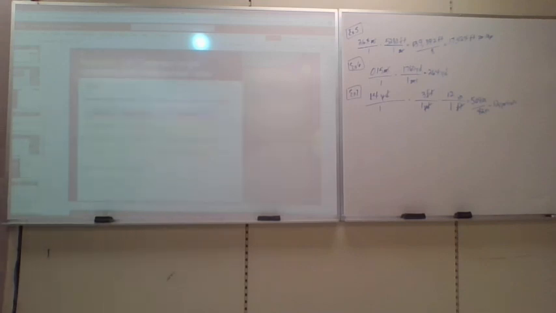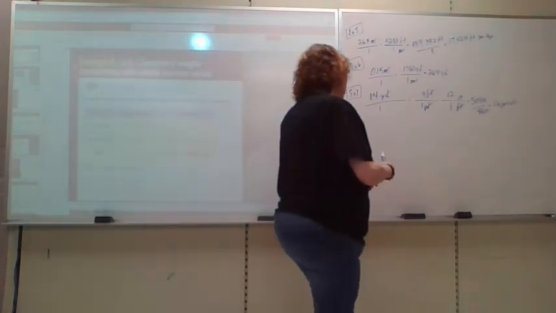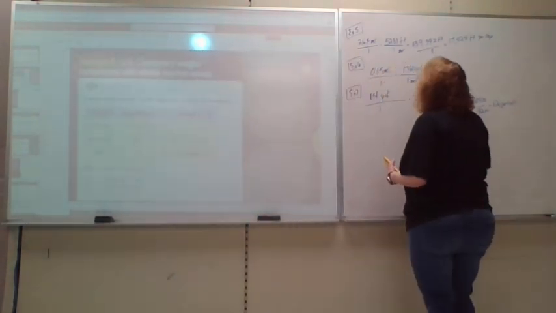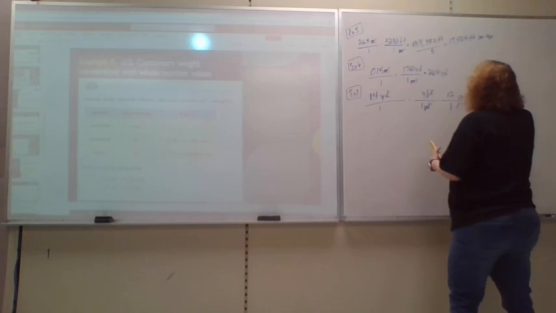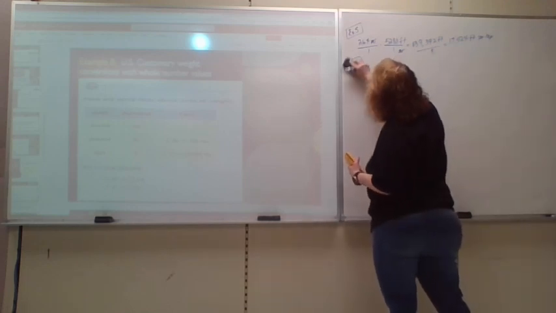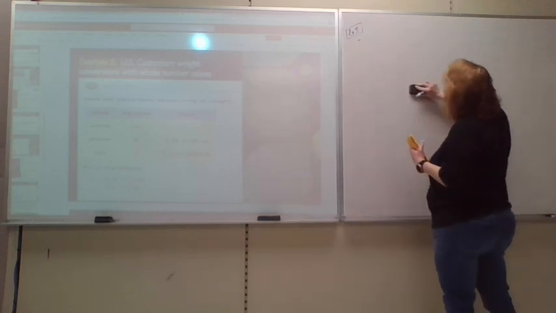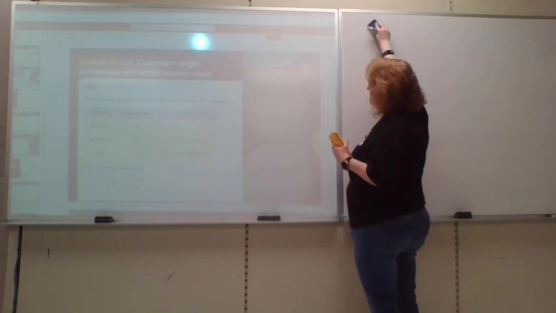Okay, let's do example 8 here. Example 8, we have a U.S. customary weight conversion with whole number values. So we have 2 pounds, how many ounces? There are 16 ounces in a pound, so 16 times 2. That's right. 16 times 2 is what? 32. Yes, 32.